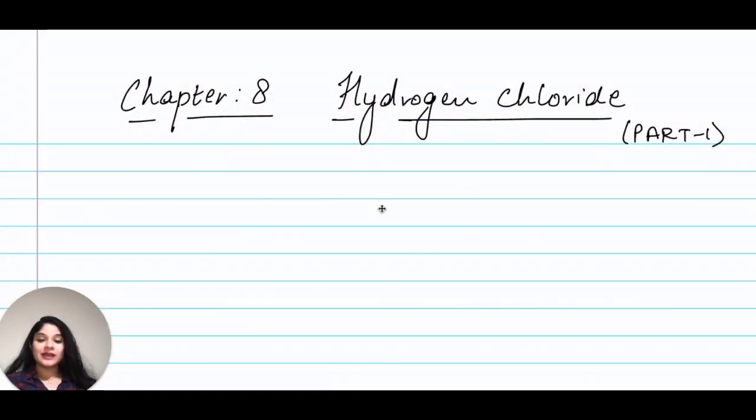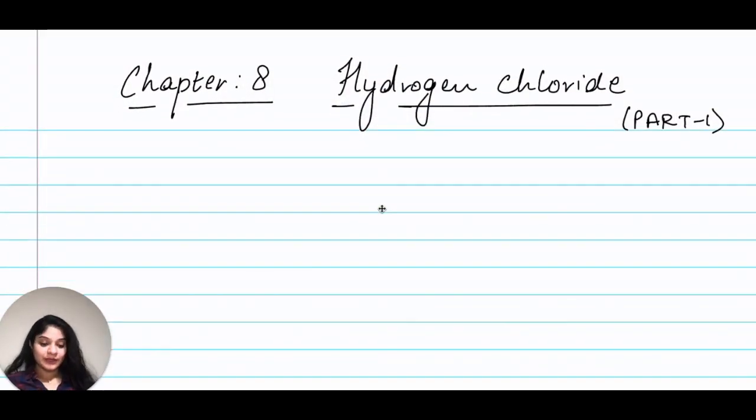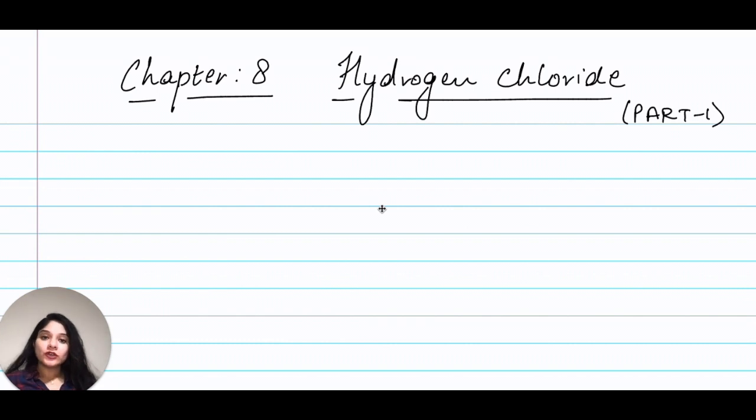Alright students, I hope you can see my screen now. So we'll begin with the basic introduction of hydrogen chloride. So what is the basic formula? So that is HCl. What kind of bond does HCl form? It forms a covalent bond.